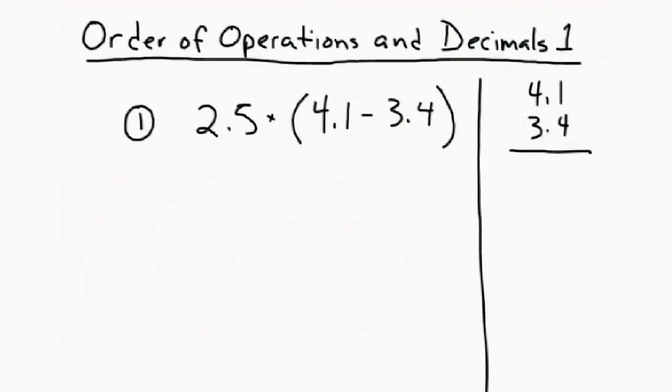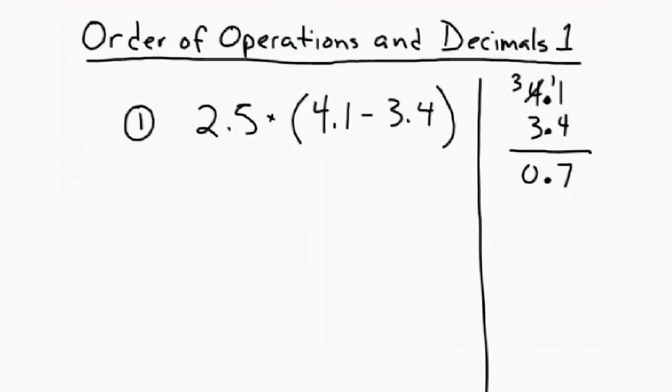and 1 minus 4 is a negative, so I'm going to have to borrow from this column. So the 4 becomes a 3, and the 1 becomes 11. And now 11 minus 4 is 7. And remember, when you're adding and subtracting, the decimals all stay in a row. And then 3 minus 3 is 0. So this gives me 0.7.